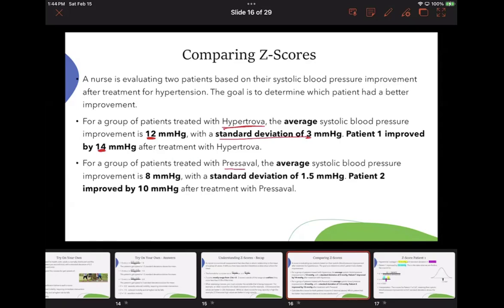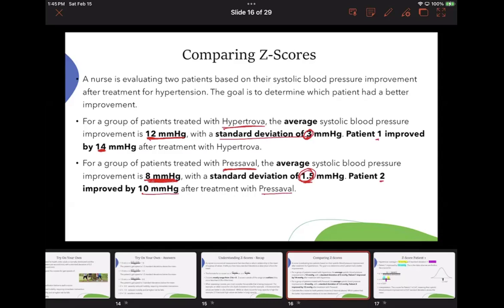So then there's another made-up drug, Perceval. The average systolic blood pressure improvement was 8 mmHg. So we have a difference in the average decrease. The standard deviation was 1.5. Again, for any problem that we have to do with z-scores, we have to be provided with both the mean and standard deviation. And this patient improved by 10 mmHg after treatment with this drug, Perceval.